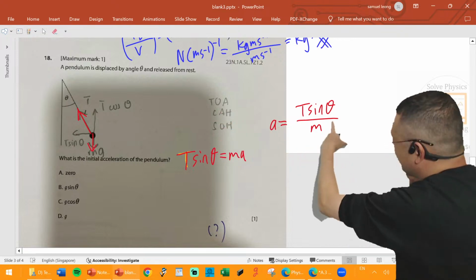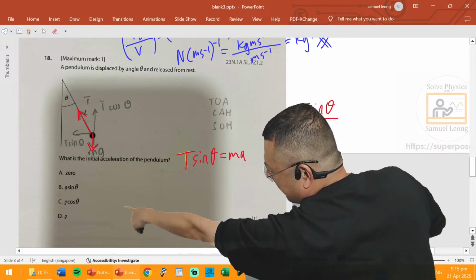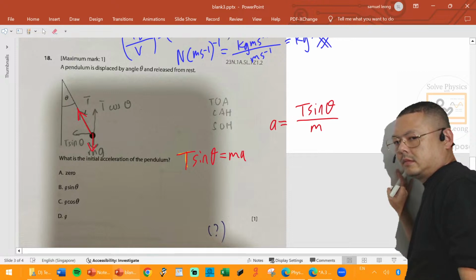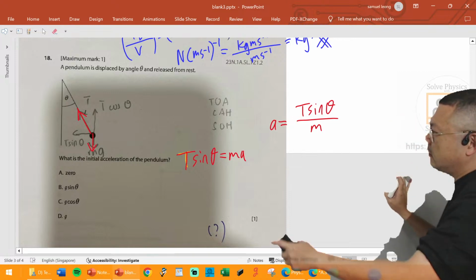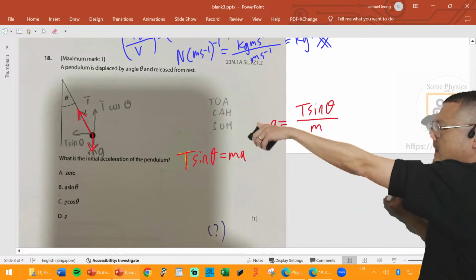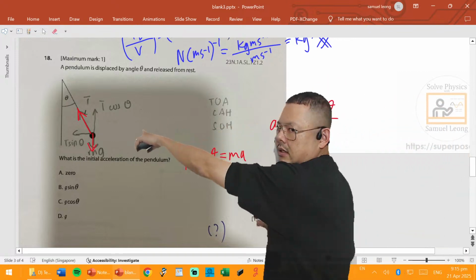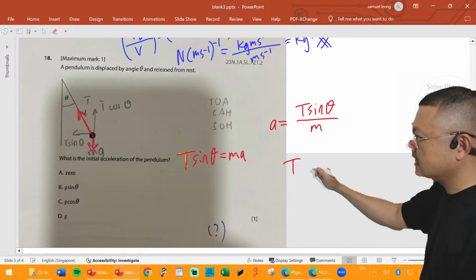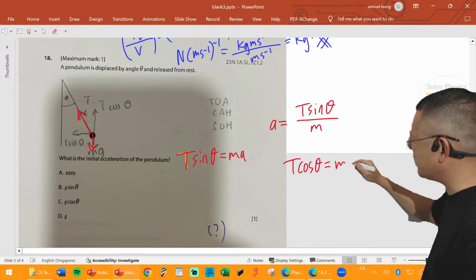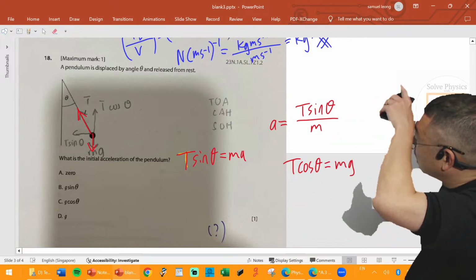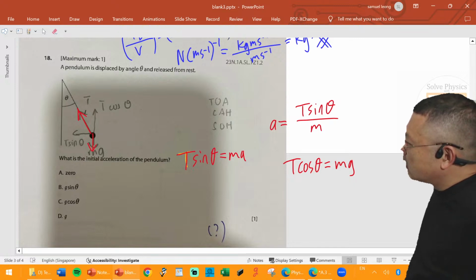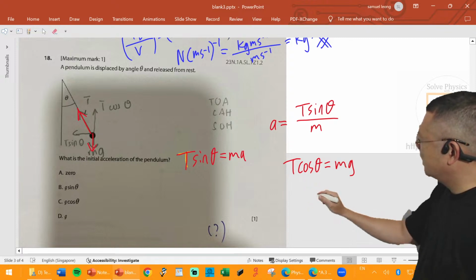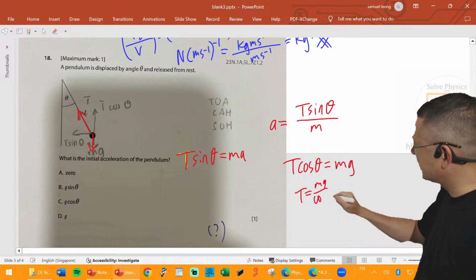But then of course you'll be looking at this and say, not any of the options there. Don't get stuck. Continue. It's got to be something to do with the other one. There must be something to do with the T cosine theta. I'm willing to believe that it's something about T cosine theta equals mg. I made T the subject. So T equals what? Mg over cosine theta, is it?